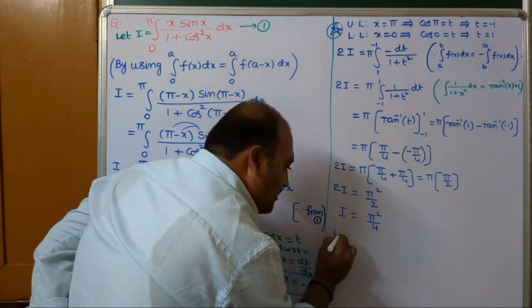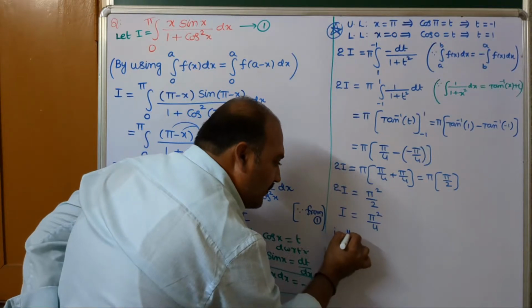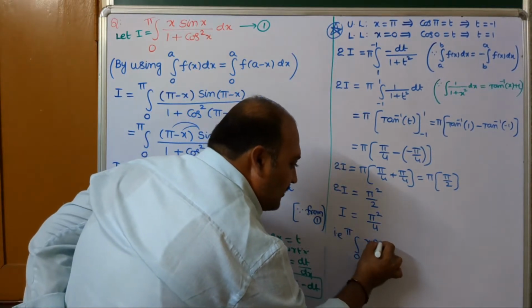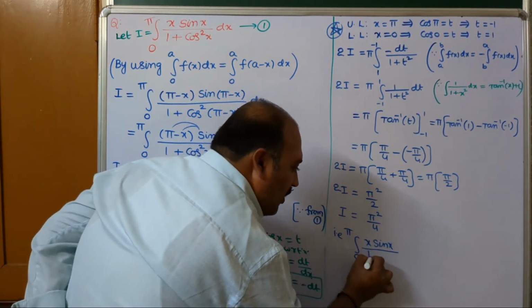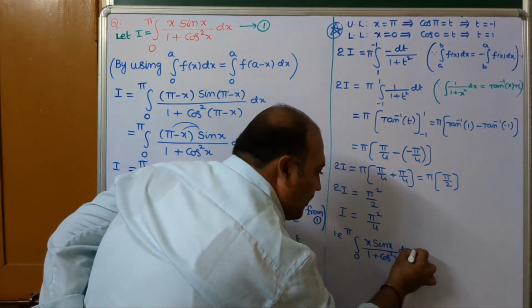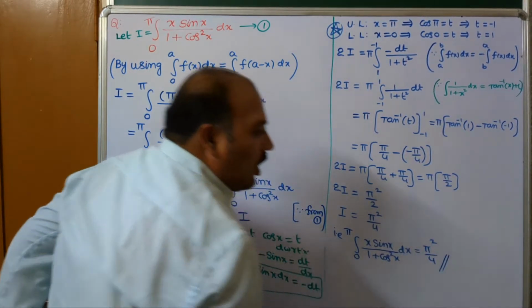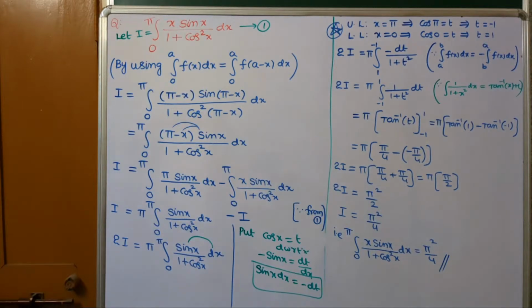What is I? We have to assume here, integral 0 to pi x sin x divided by 1 plus cos square x into dx is equal to pi square by 4. I hope everyone understands that. We'll move to another question.